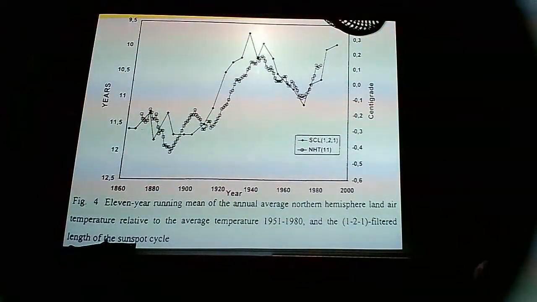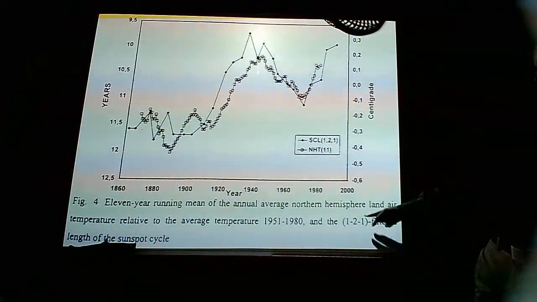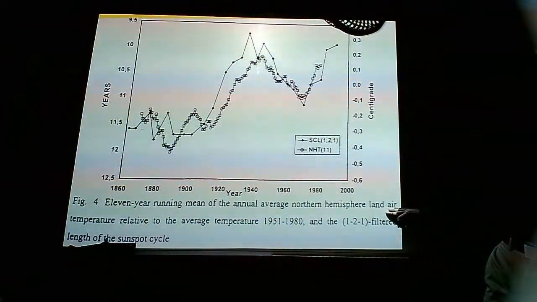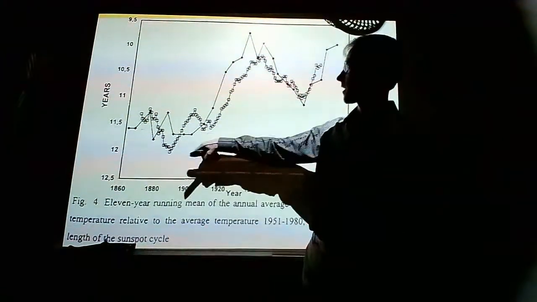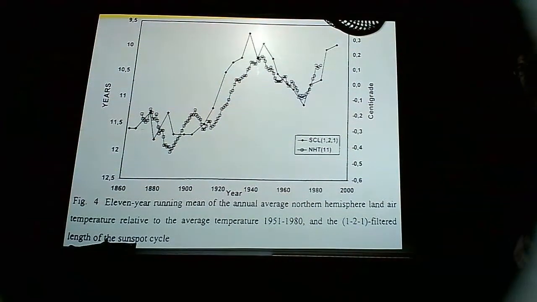So this is just a graph of land air temperature, and that's compared with sunspot cycle. And so once again, you can see a pretty strong correlation there. And you can kind of see where this is heading.